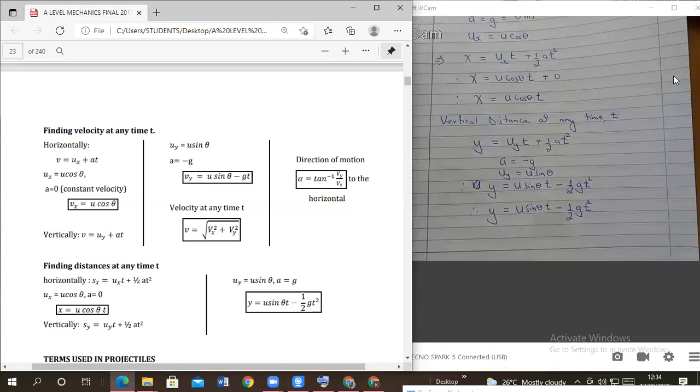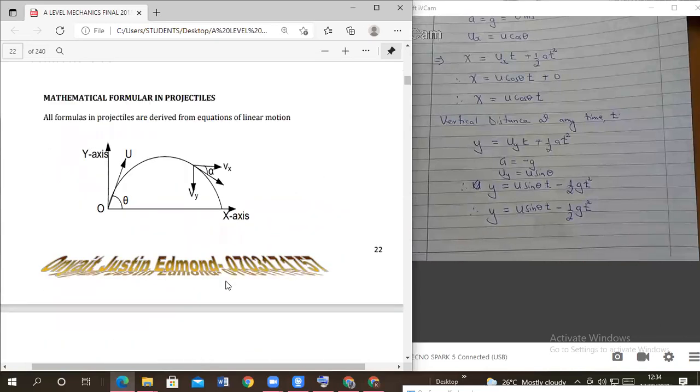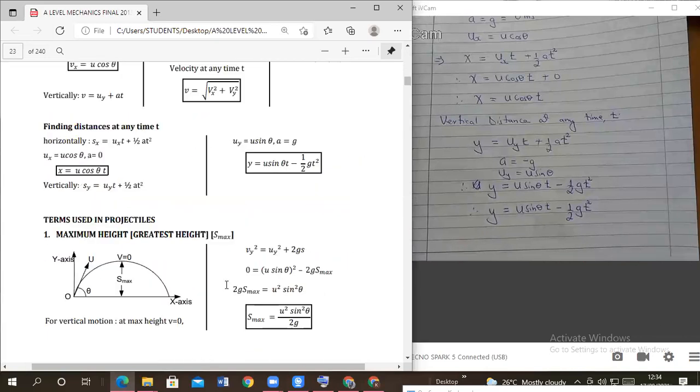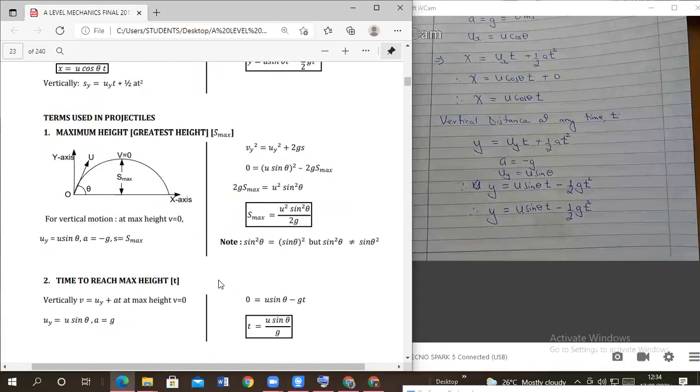Have you seen that? Those are some of the calculations which you must not leave out when you are dealing with projectile motion. So let's look at some of the terms.